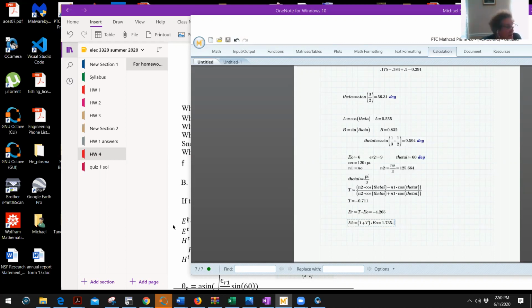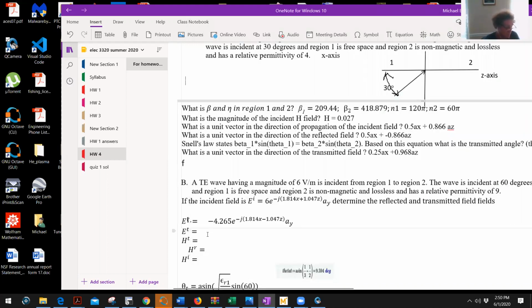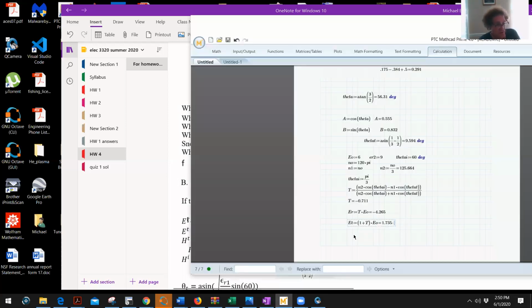All right, good. So that comes over here. So now that's, what did I say? 1.735, right? But here's what I have to do. For the exponential, I have to get the actual new vector. And here's what I mean by that. Remember how the unit vector has the cosine of theta transmitted AX plus the sine of theta transmitted AY?